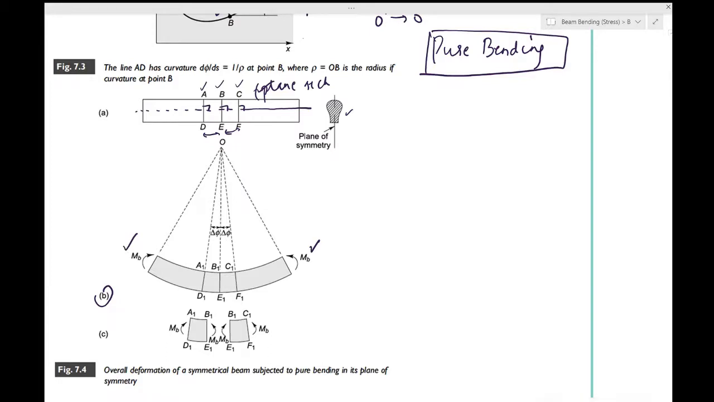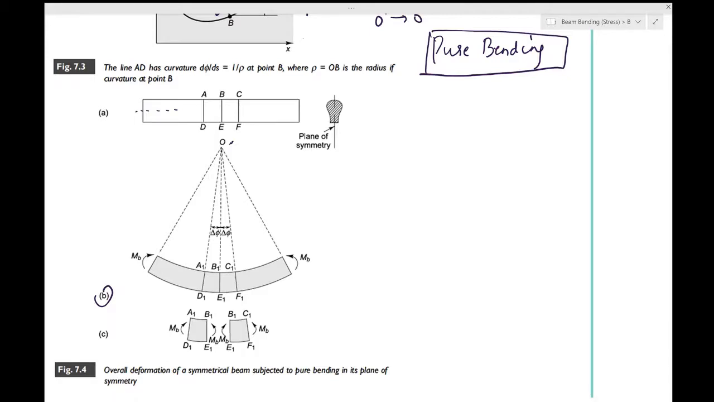Now what has changed over here? A lot. Because of the curvature of this beam, the new points, this point A, actually it's a plane, but in this view you will see this plane as a line. So A becomes A1, D becomes D1, B becomes B1, E becomes E1, and so on. So you now have these new, displaced points. And because it's a curvature, they are all intersecting at this point O.